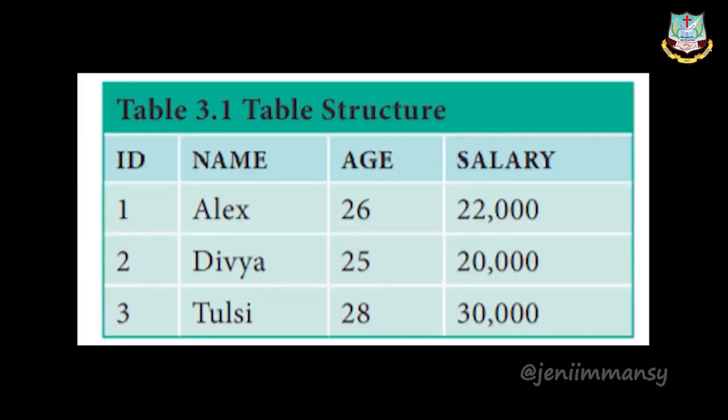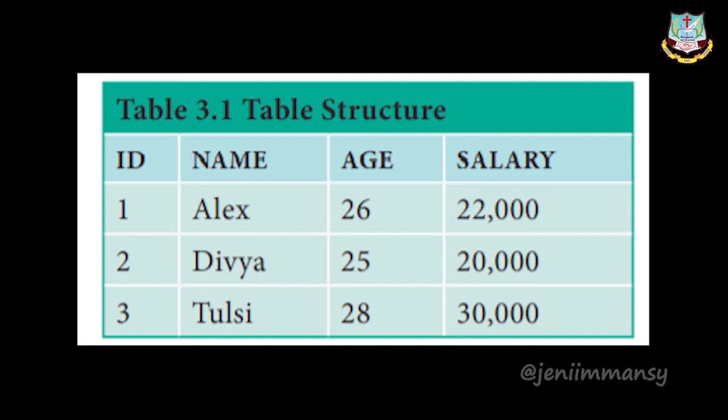Understood? Here in this table, you can see the name is Alex, the age is given as 26, and the salary is 22,000. The same thing can't come in another row. So this table is a simple representation of relations, and the true relations cannot have duplicate rows.